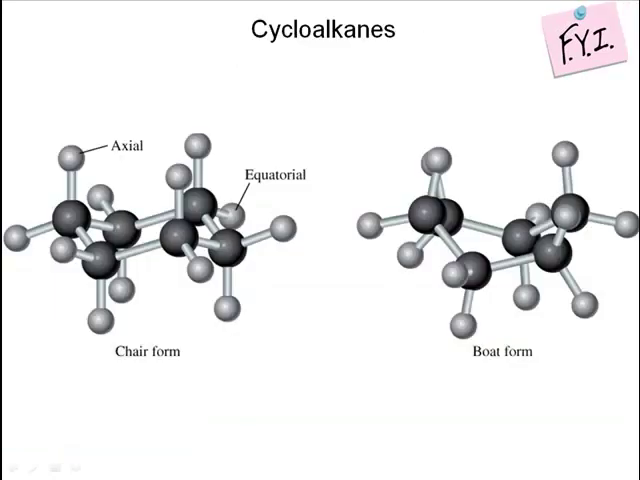Cycloalkanes are found in 2 main forms. This here is called the chair form, where you have a hydrogen sticking up in the axial position, and a hydrogen at the equatorial position. And if it looks like this here, it is a boat form for the cycloalkane.